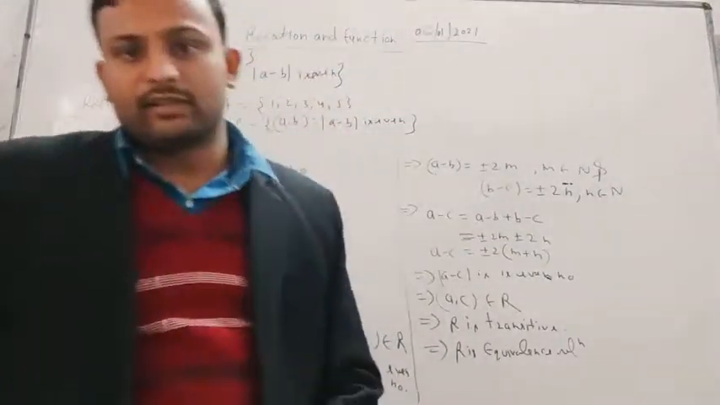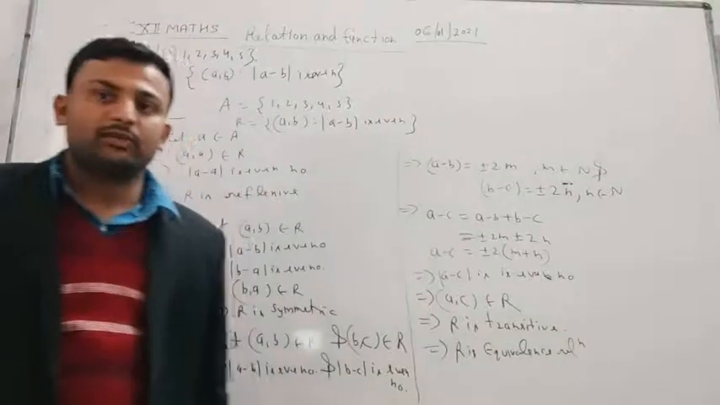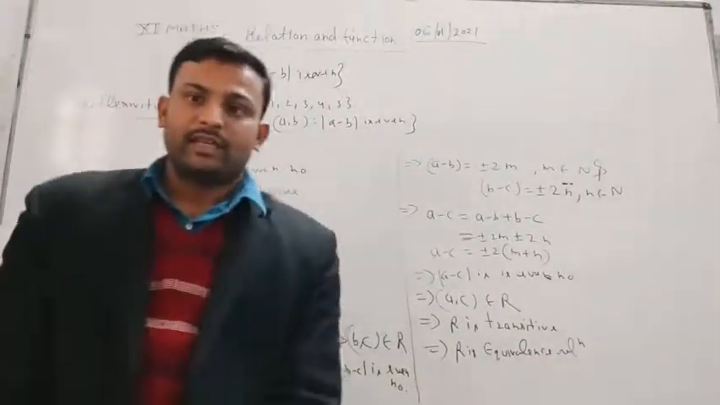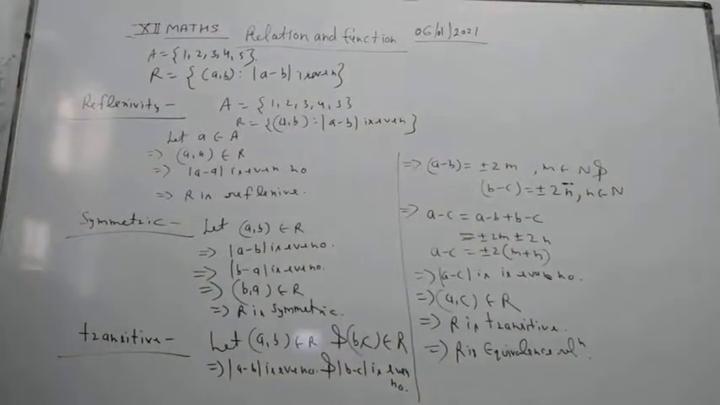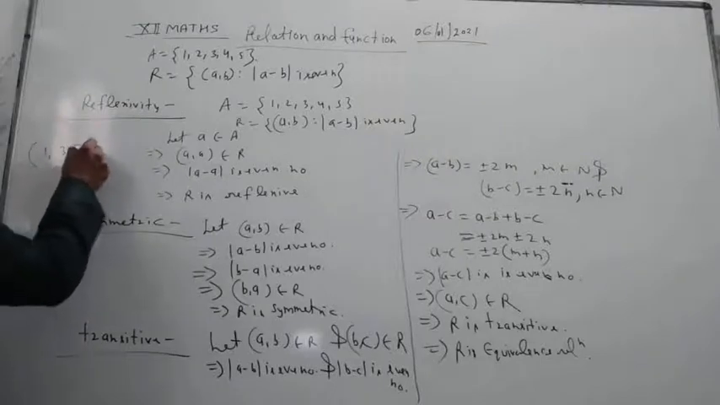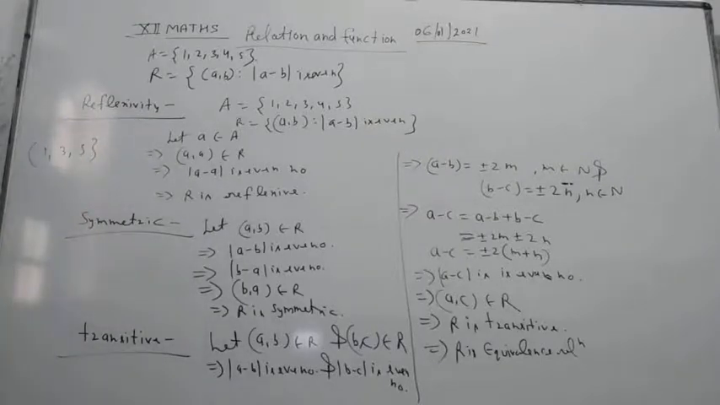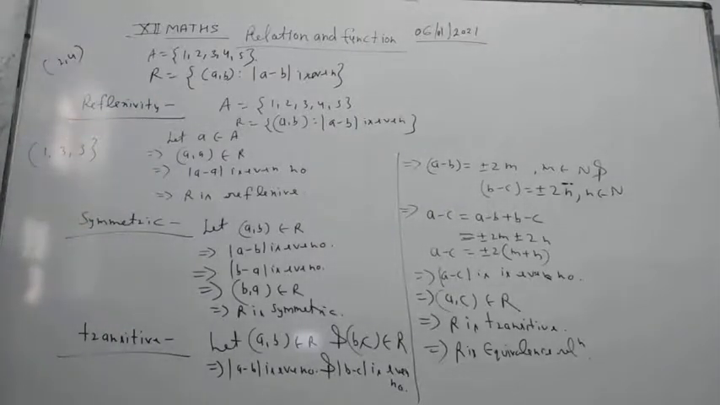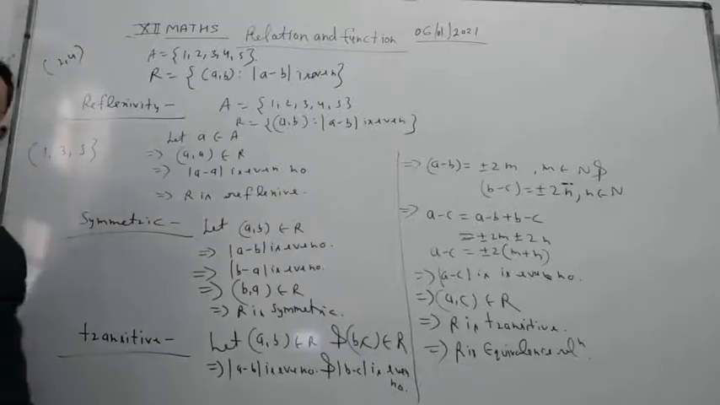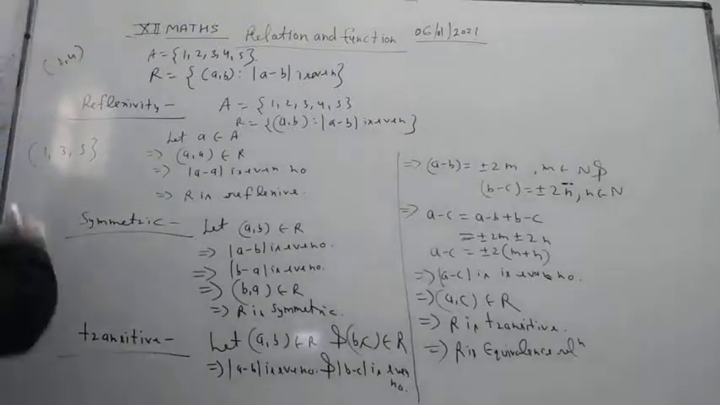So our R is reflexive, symmetric and transitive. So on the basis of this, we can say that our R is an equivalence relation. Now student, the second part is this. Show that the elements of set {1, 3, 5} are related to each other. And all the elements of set {2, 4} are related to each other, but no element of {1, 3, 5} is related to an element of set {2, 4}.